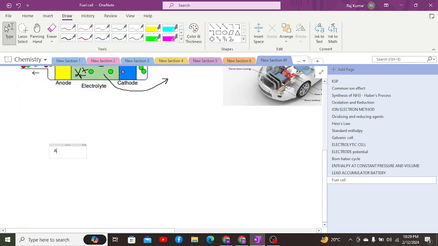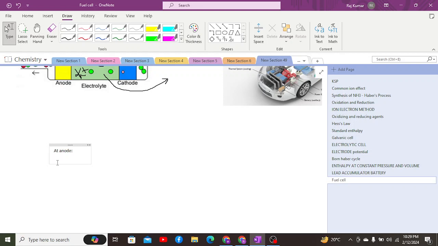And coming to the point now, what would be the reaction at the anode? The reaction at the anode would be a redox reaction. Of course there is a combustion process occurring, but that would be in the form of a redox reaction, such that there would be oxidation and then reduction, as a result of which there would be release of energy that would be converted into electrical energy.